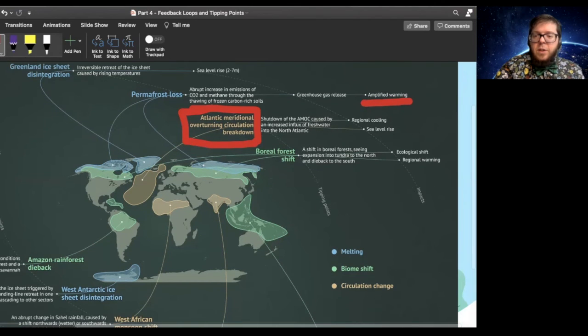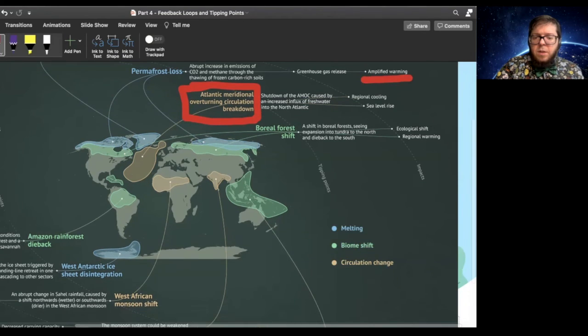Boreal forest shift. A shift in boreal forests, seeing expansion into tundra in the north and dieback to the south, right? Regional warming and ecological shifts, right? If the world gets warmer, then the same kind of dieback could happen in the southern region, and the forests would start to move into tundra in the northern region.